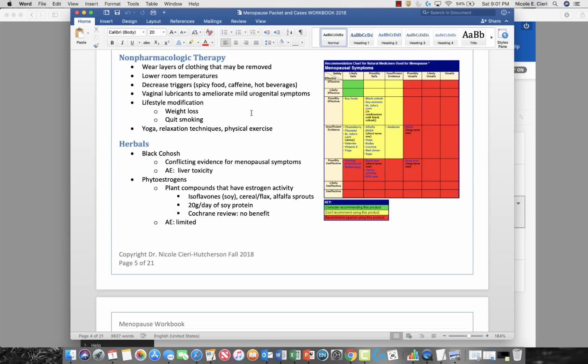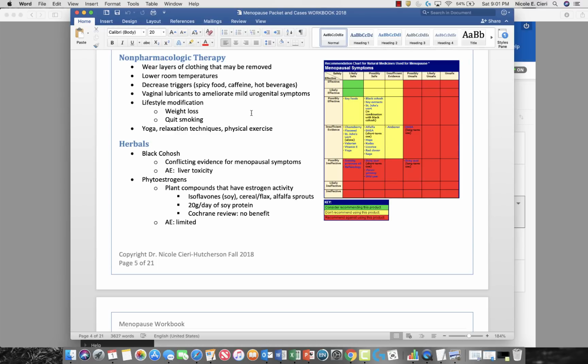Because a lot of these symptoms are very bothersome and patients may complain of increased stress related to them, difficulty concentrating, things such as yoga and relaxation techniques can be really helpful, physical exercise, in helping to manage some of those additional symptoms of menopause.